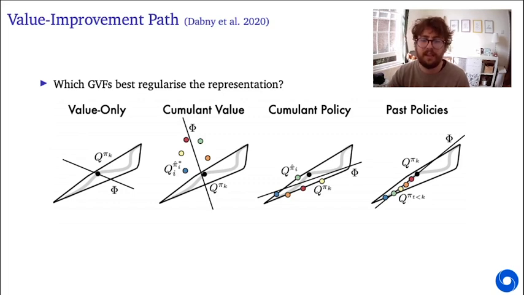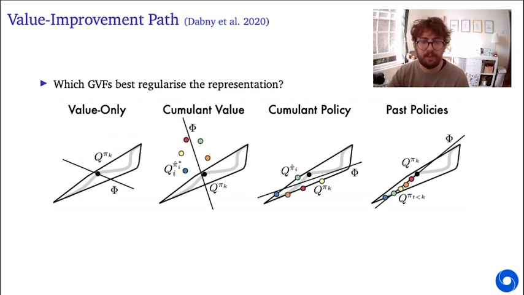So starting from the left, first up we have the unregularized case. Here, representation learning is only driven by accurately predicting the current value function. So in this case, there is nothing to force the representation to be well aligned with any other value function except for the current one. So here we have a very strong risk of overfitting.